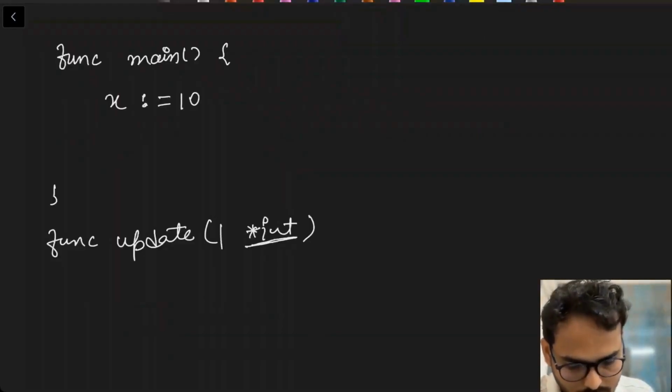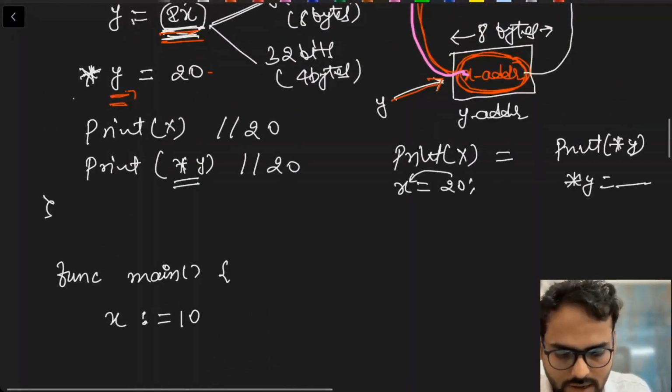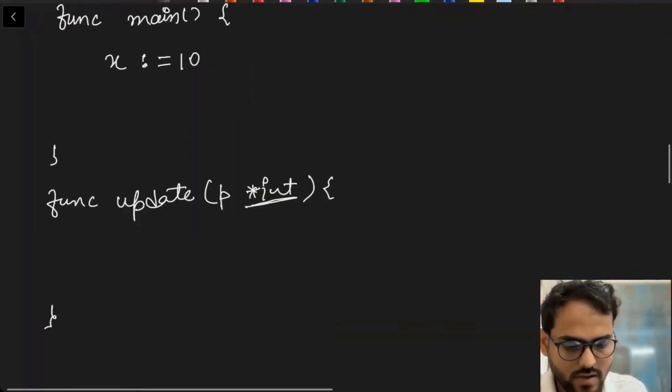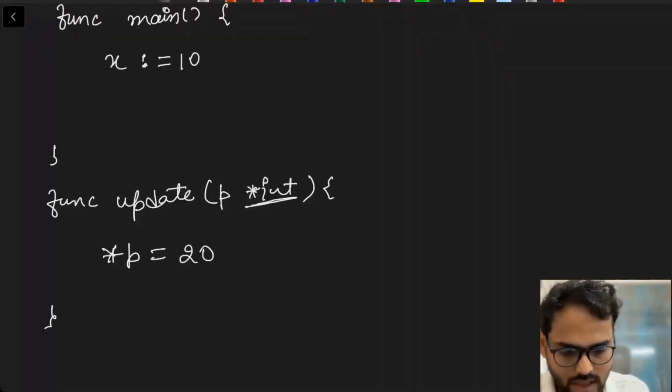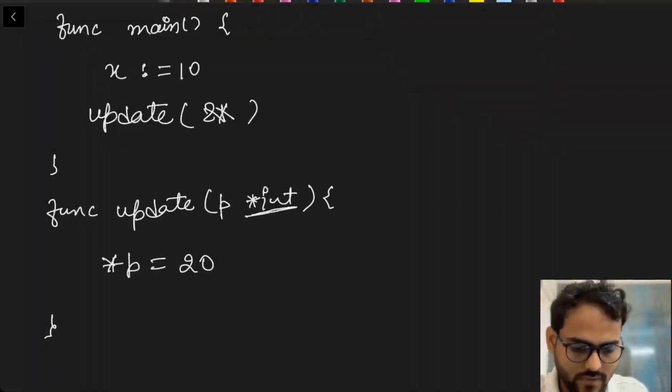Let us call it p. For the above case we updated the value using this dereferencing operator, so here we also need to do the same thing. Here we will do *p = 20. And how will we call this function from main? We will call this function and pass x or the address of x, address of x, right? So we will pass the address of x, and this will update again the value at x.